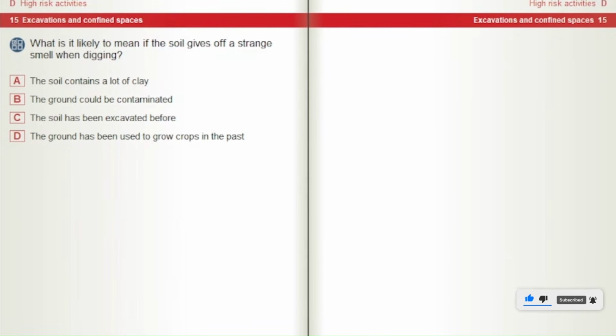What is it likely to mean if the soil gives off a strange smell when digging? The soil contains a lot of clay. The ground could be contaminated. The soil has been excavated before. The ground has been used to grow crops in the past.